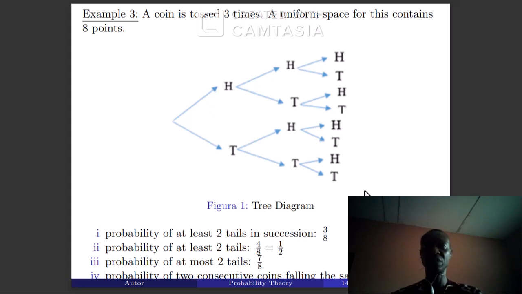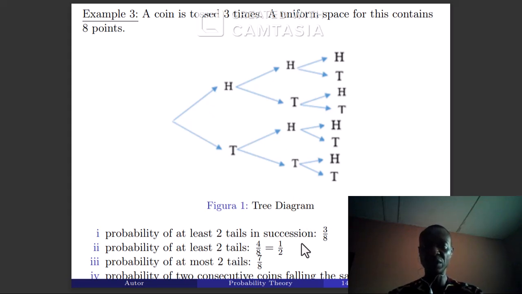The number of sample space now is 8. If you want to get the probability of at least 2 tails, a minimum of 2 tails, then you count: this is 1 tail, so it is out; no tail at all, out. A minimum of 2 tails: this is 1, this is 1, this is 2, and this is another one, 3. So that is 3 out of 8, the probability of at least 2 tails.